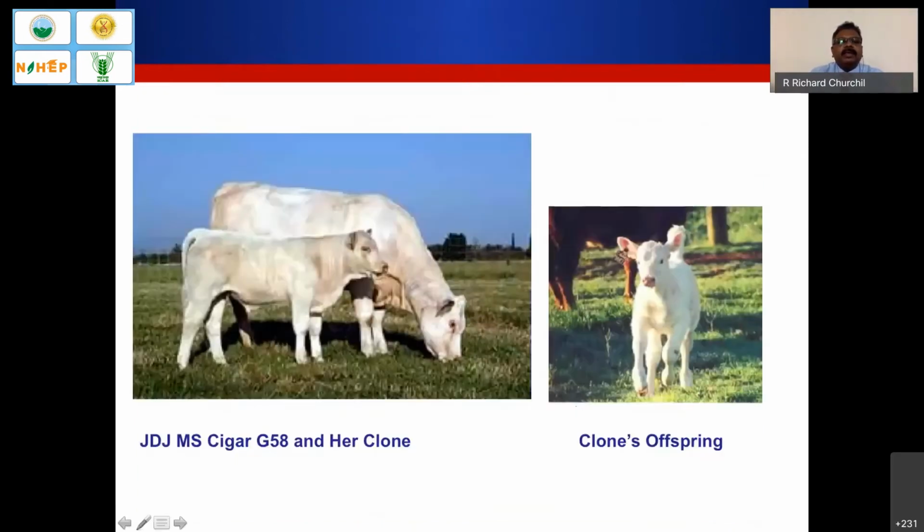So here, a donor and a transgenic animal, and it's the progeny of the transgenic animal. So this is the second generation. This is the first generation, and this is the second generation clone.